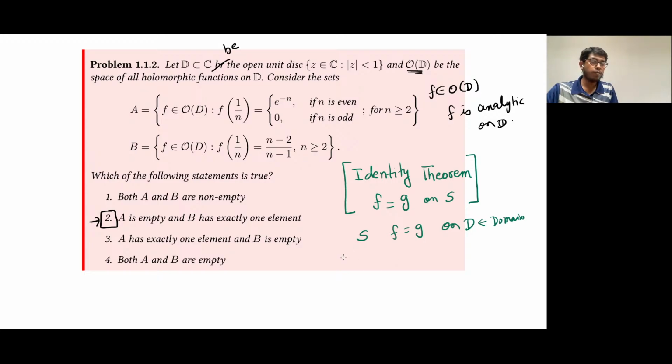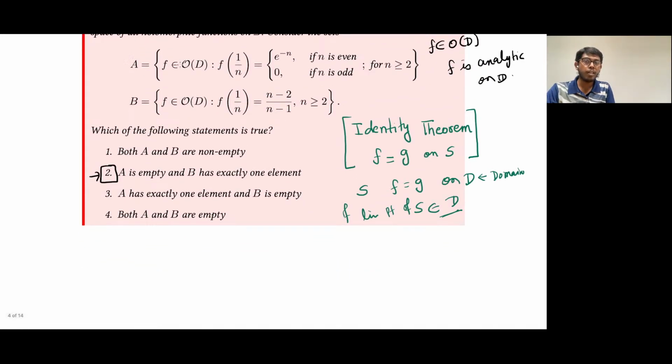Okay, so if the limit point of S also belongs to D, then the two functions will be the same on the domain D. So this is basically the application. This problem is an application of the identity theorem.